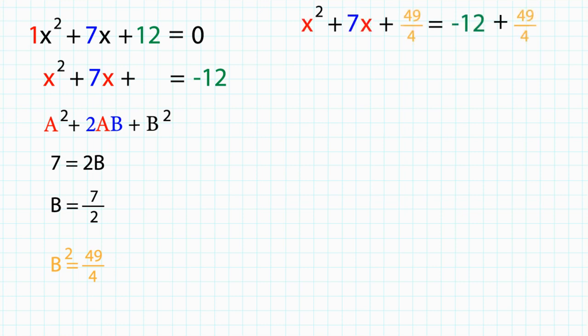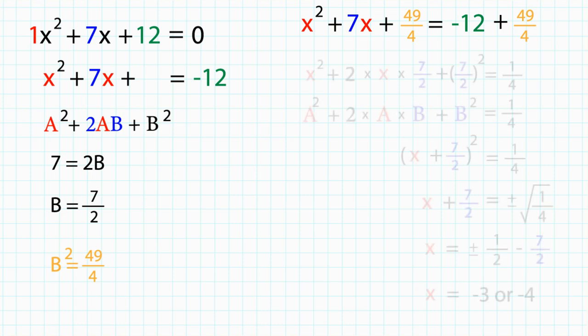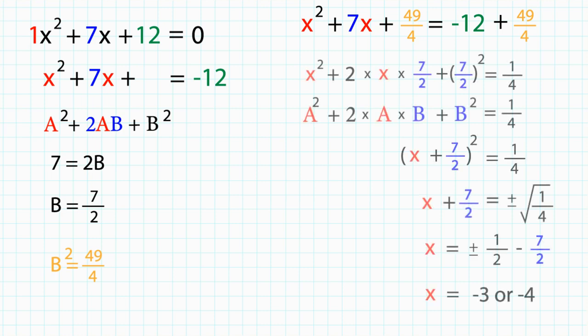We now have to factorize the left-hand side to get the perfect square. Then take the square roots on both sides. We get x is equal to minus 3 or minus 4.